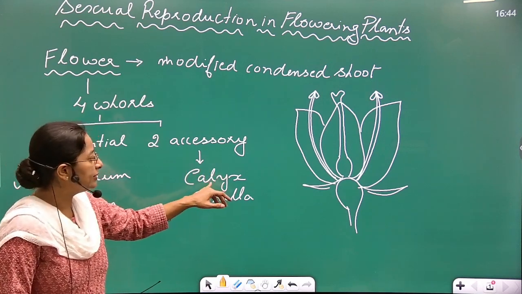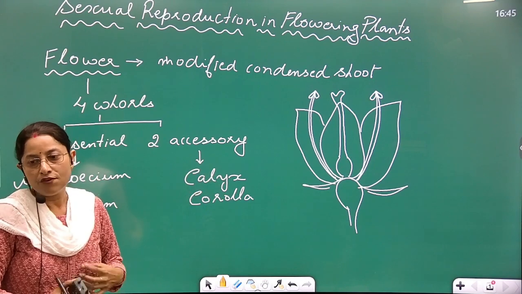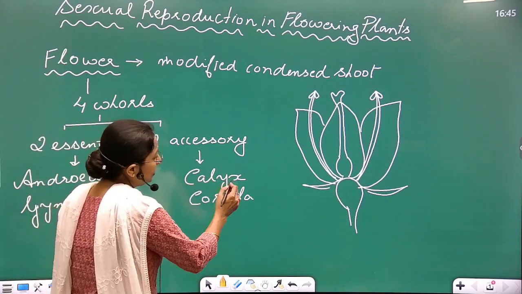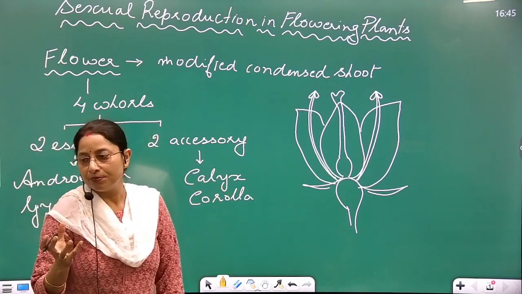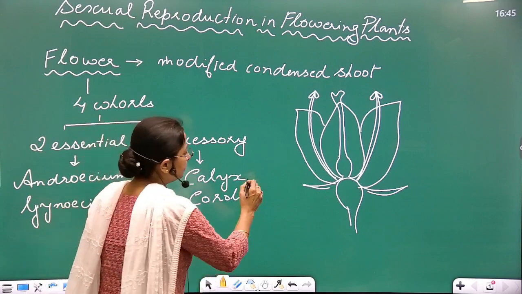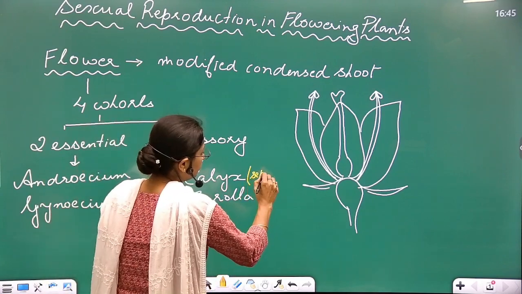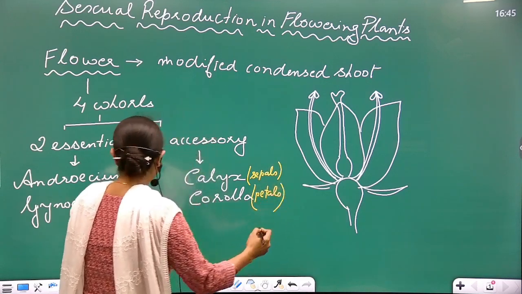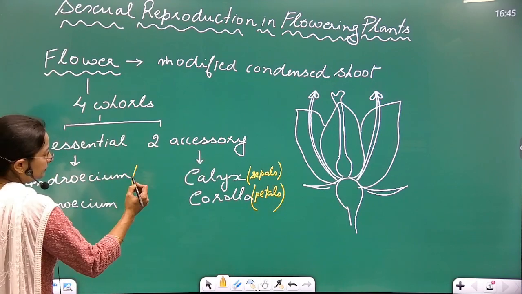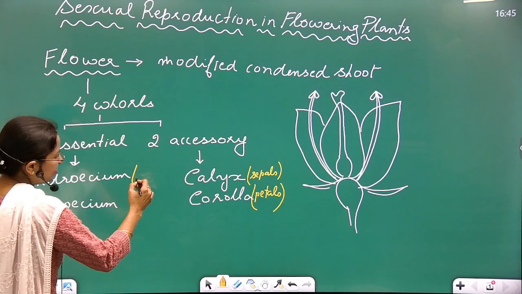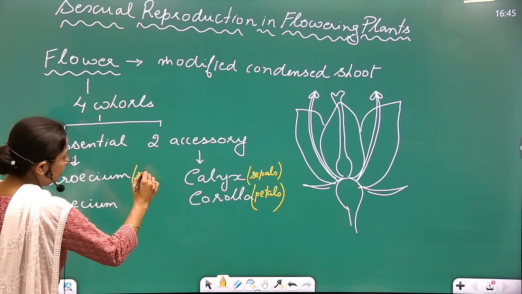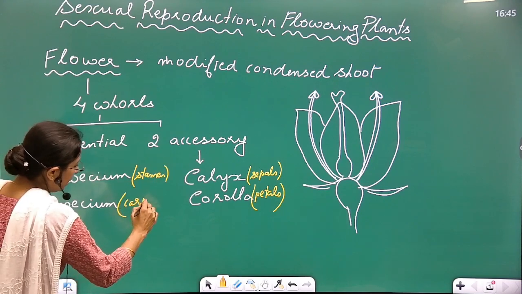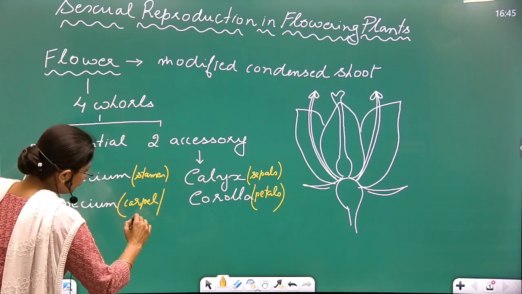Whenever we talk about calyx, the individual member of calyx is called a sepal. Yes or no? Calyx is a group. A group of what? A group of sepals, right? Corolla, petals, right? Androecium, stamen, and gynoecium, carpel. What is the other name for carpel? Pistil. Very good.